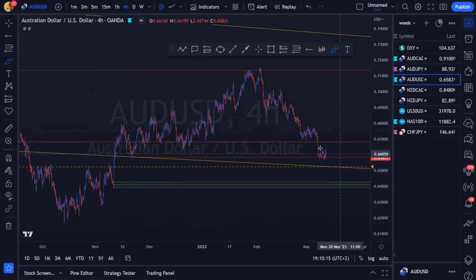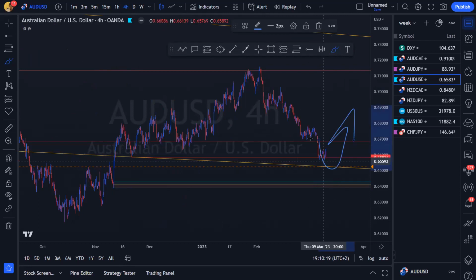So if AU does form some sort of a reversal structure and we don't tap into this POI, obviously this reversal structure that will form will give me another POI that I'll be able to use. So that's what we'll be doing.